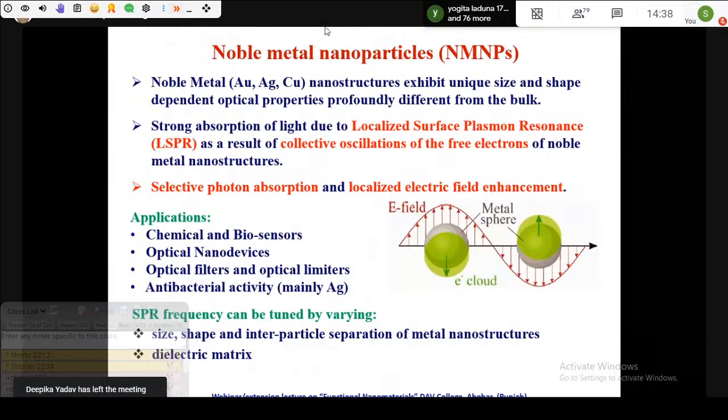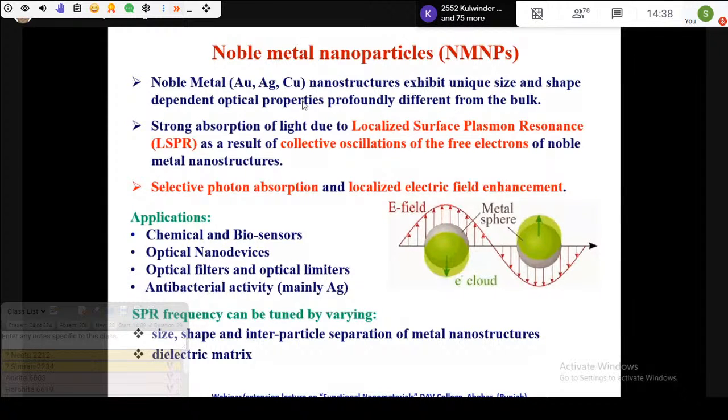nanoparticle. Noble metal nanoparticle. So why am I using nanoparticles? Just remember, whenever we talk about nanoparticles, the size should be in the dimension of 1 to 100 nanometers. So noble metals are there, but in the form of nano, or at nanoscale.